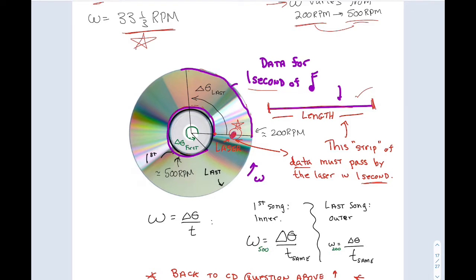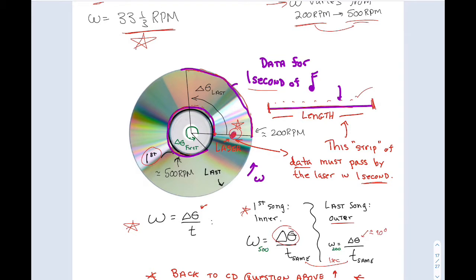It's about 90 degrees. Remember, the angular speed is the change in angular displacement, or that delta theta, per time. Now, let's say for the first song, the inner song, over here, to play 1 second of music, this thing has to rotate, because that purple strip of data for the inner song goes almost all the way around. So that's a huge angular displacement. But for the last song, the outer song, this same strip of data only takes up about a quarter of a rotation, or about 90 degrees. So that delta theta is small, right? That's only about 90 degrees.